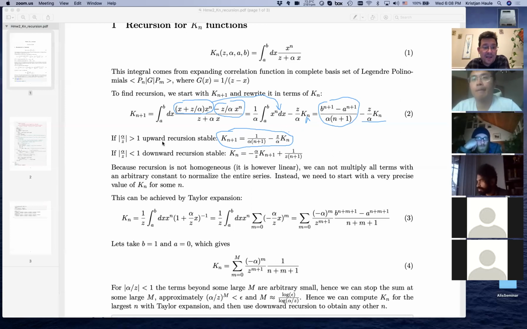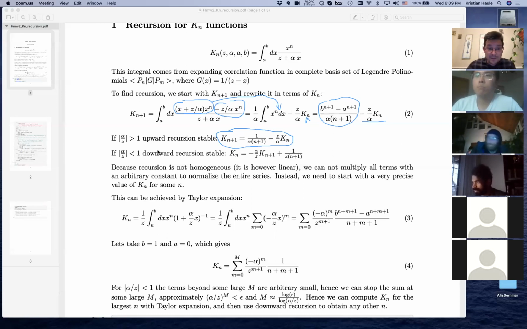So if we need the upward recursion, then there is no problem. We can evaluate K0. K0 is very simple. K0 is a logarithm. You can evaluate this for n equal to 0, isn't it? This is the logarithm of z plus alpha x. Okay, very easy. From K0, you can calculate K1, you can calculate K2, you can calculate K3, and so on.